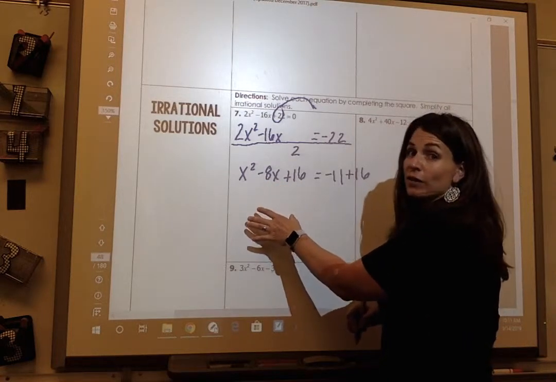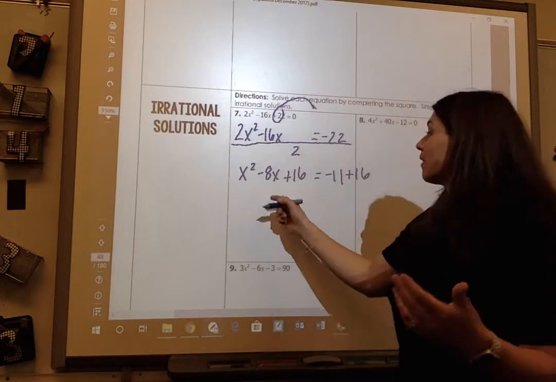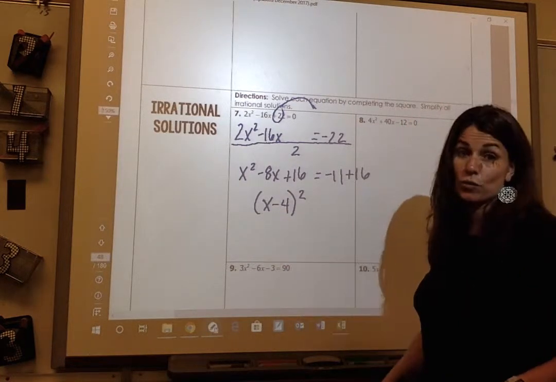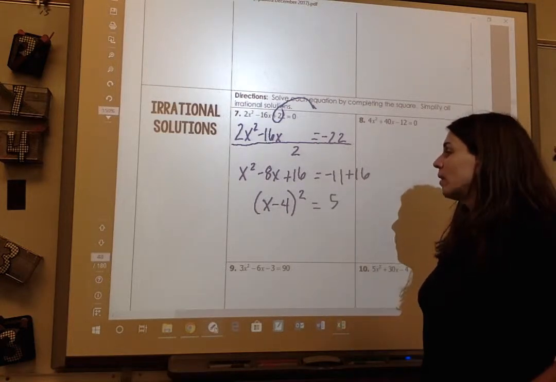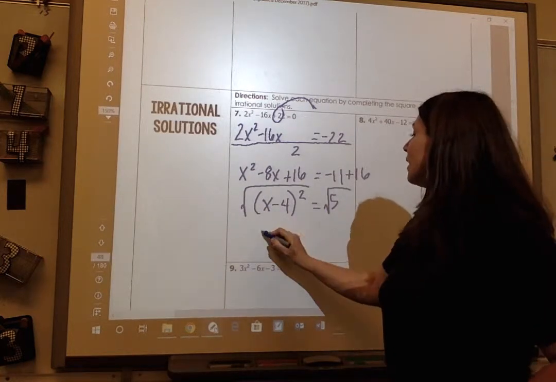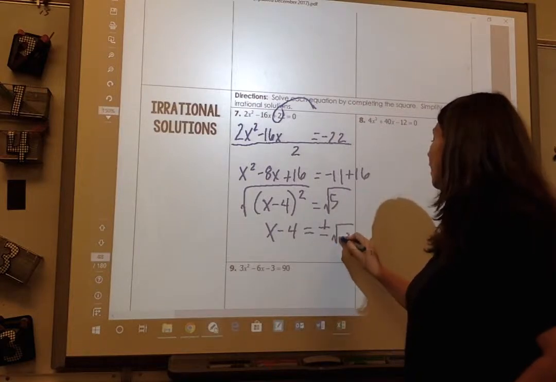Now I'm going to factor this. So 2 numbers will multiply together, give me 16, but when add to give me negative 8, those numbers are x minus 4 and x minus 4, or x minus 4 squared, equals negative 11 plus 16 is 5. So now I'm going to take the square root of both sides, and I get x minus 4 equals plus or minus the square root of 5.